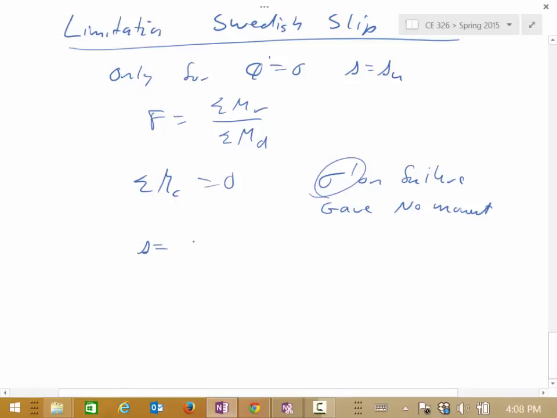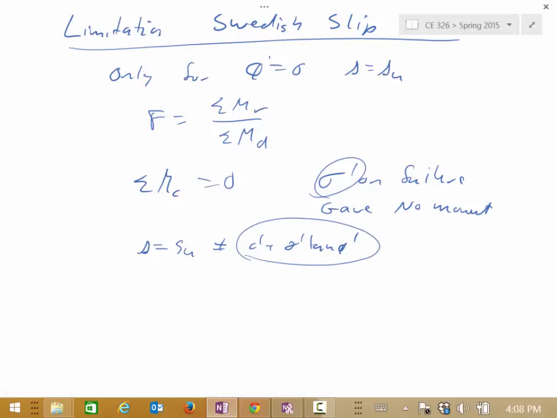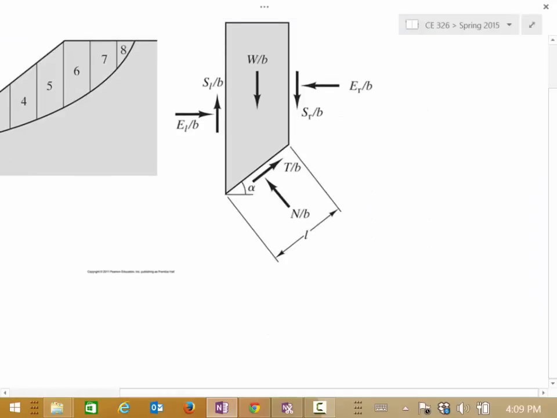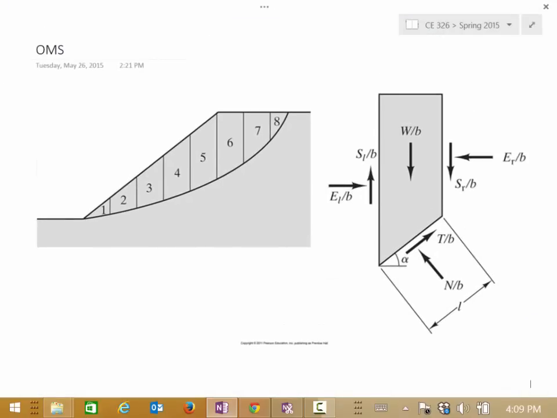Because S is equal to Su, right? It's not equal in this case to c prime plus sigma prime tan phi prime because we have phi equals zero conditions. That's the only reason. So, that's great when undrained conditions apply, but when we don't have an undrained analysis, we have to do a drained analysis. We're going to have this equation for the shear strength, so we're going to need to do a different analysis. So that takes us to the ordinary method of slices. All right, so let's look at the ordinary method of slices now. Okay, so this is suitable for conditions where the shear strength is equal to c prime plus sigma prime tan phi prime.